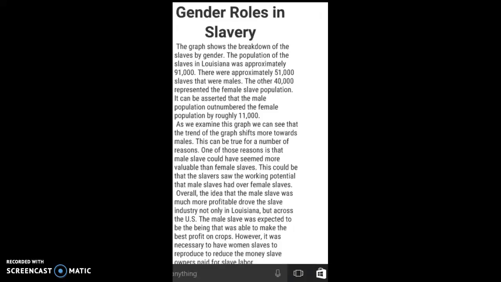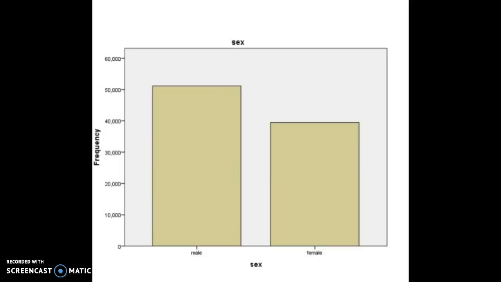So I first want to start by analyzing the role of gender within slavery in Louisiana. This graph here shows the number of slaves within Louisiana separated by sex. So we find that roughly 51,000 of the slave population in Louisiana were males, and roughly 40,000 were females, which gives us a grand total of around 91,000 slaves that inhabited Louisiana during the period of slavery.